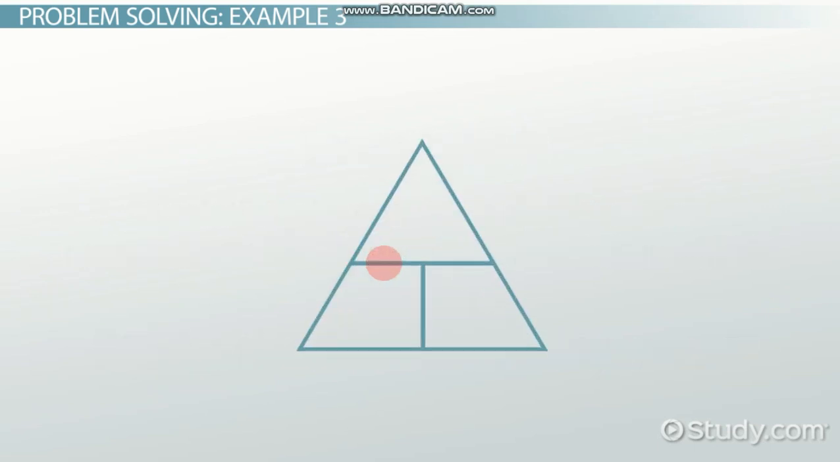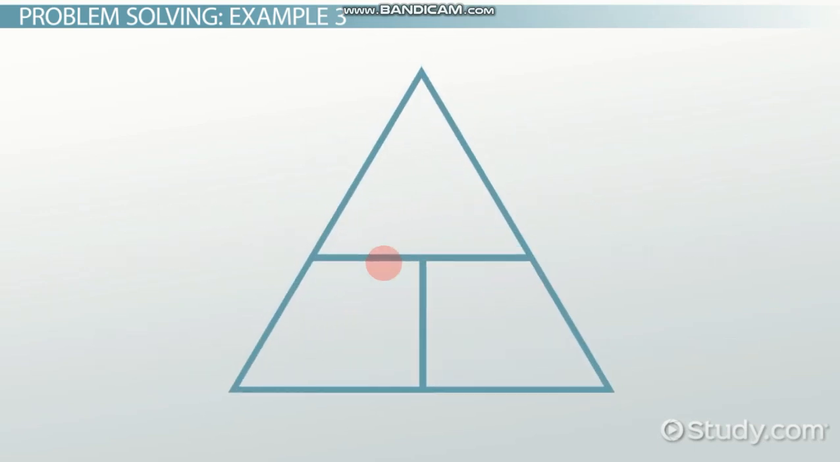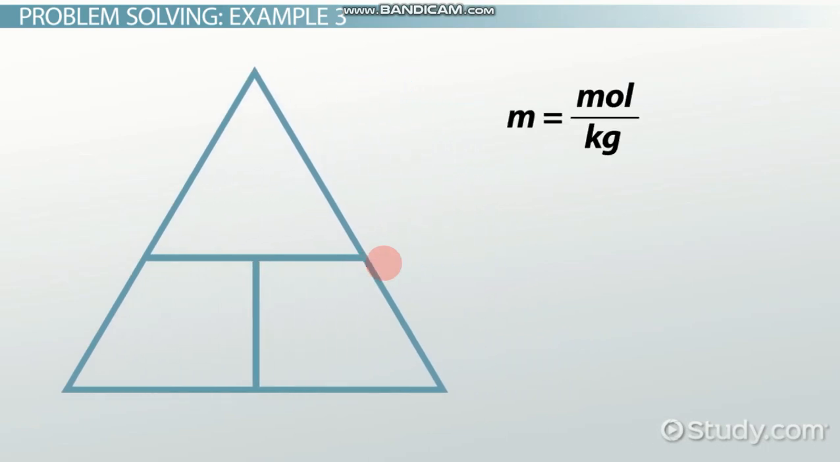We can make a triangle out of the molality formula and come up with the formula for determining mass. M equals moles per kilogram. So in our triangle, we'll have mole at the top representing the number of moles, m at the bottom left representing molality, and kilograms at the bottom right representing the mass of the solvent in kilograms.